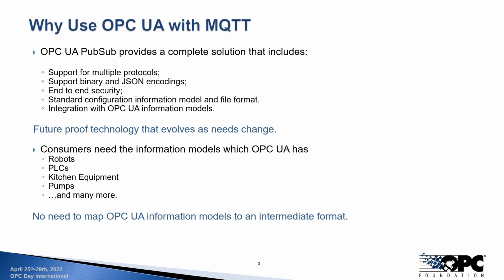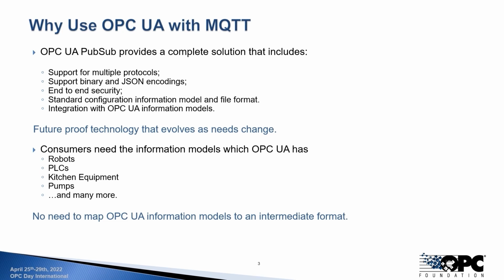OPCUA offers a solution to that. With a standard PubSub configuration information model, as well as a way to represent the configuration in a compact file that can be uploaded or downloaded from machines. The information model combined with an OPCUA server running on devices allows the configuration of every publisher and subscriber to be remotely managed by tools developed for the task. And most importantly, you can have a tool developed by one vendor be able to configure a publisher created by another vendor.